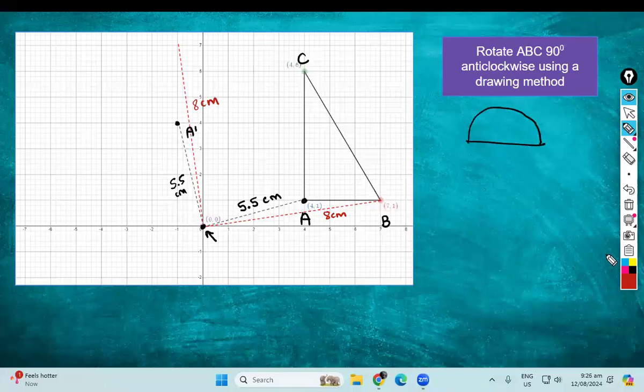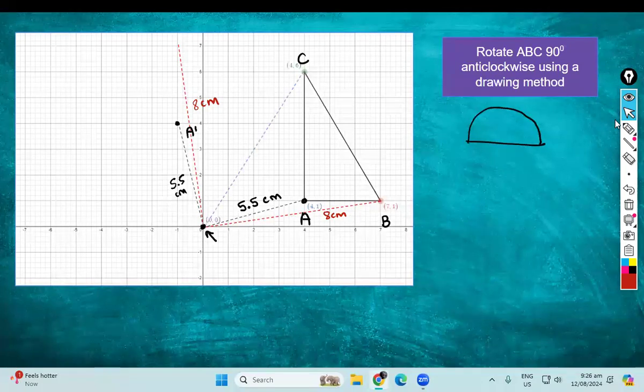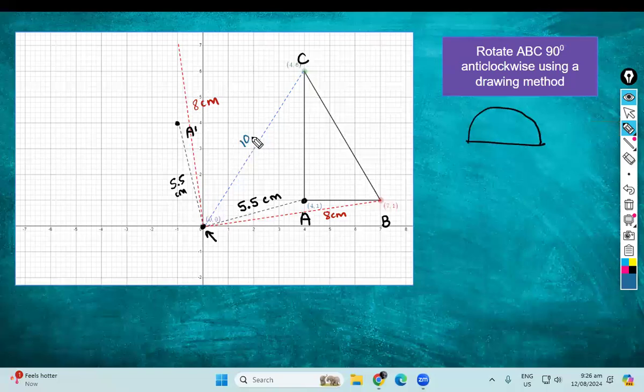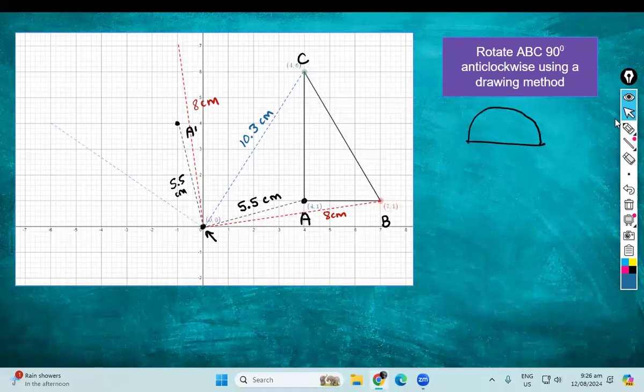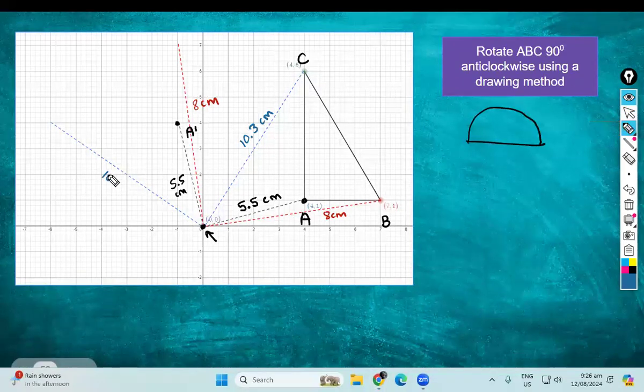And I do the same thing for point C. I take point C and connect it to the center of rotation, which happens to be the origin in this question. I measure the length of that blue line. Let's say the length of that blue line is 10.3 centimeters. You have to be super exact. You're going to have to draw a line at 90 degrees to that blue line using your protractor. So it's going to look something like that. The new blue line is also going to be 10.3 centimeters. So B prime is going to end up here, and C prime is going to end up here.